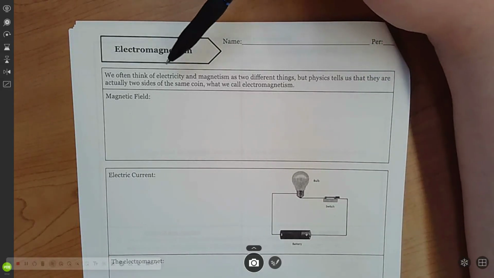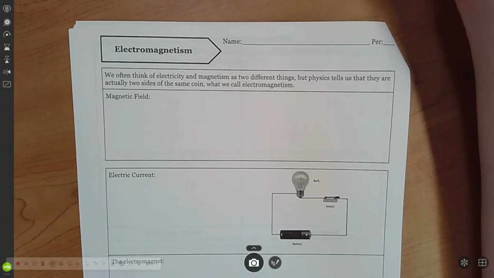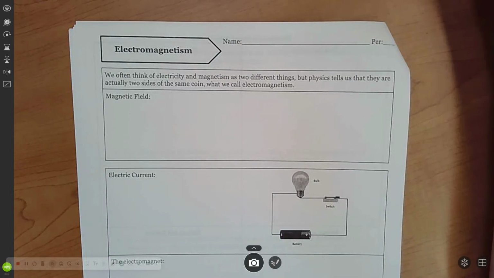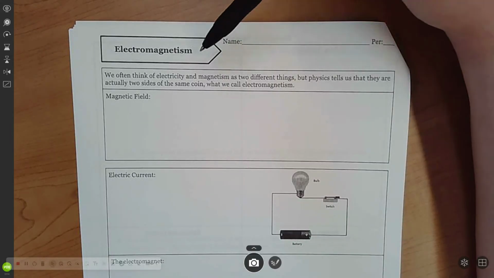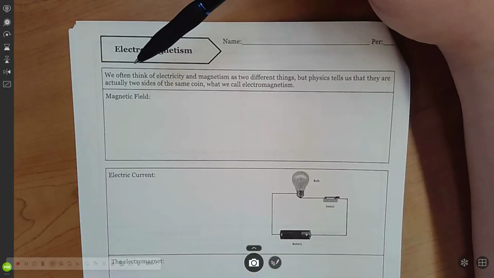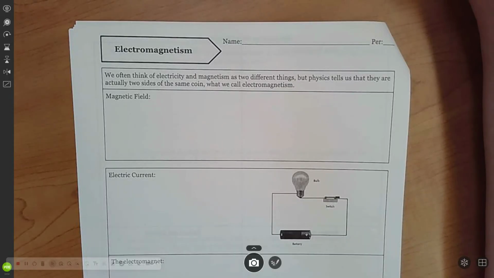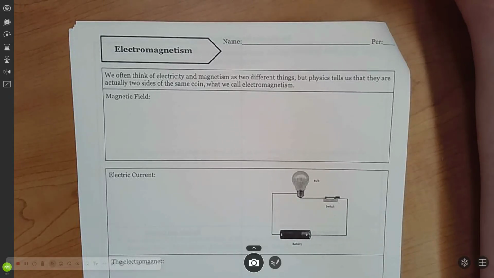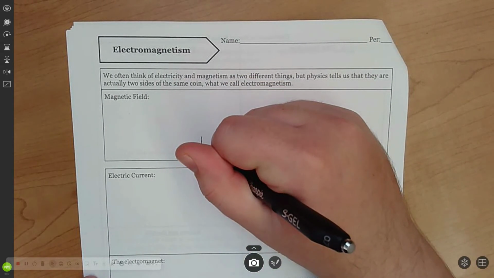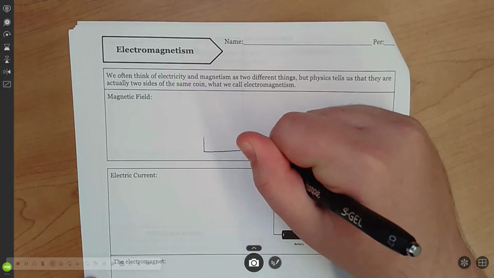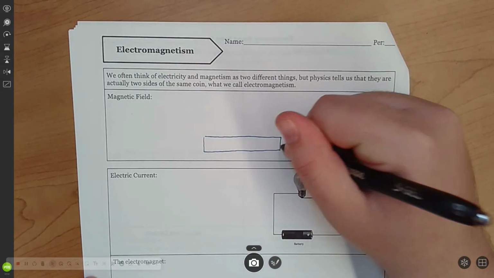Electromagnetism, you'll notice it's all one word. A lot of times we think about electricity and magnetism as two different things, but really they are kind of the same thing. So that's why we combined it into one word here. And so we're going to start off with a definition of a magnetic field. And we're going to start off by drawing a magnet at the bottom here. So this is going to be a bar magnet, which we saw in class last time.